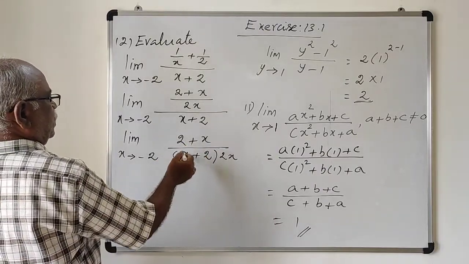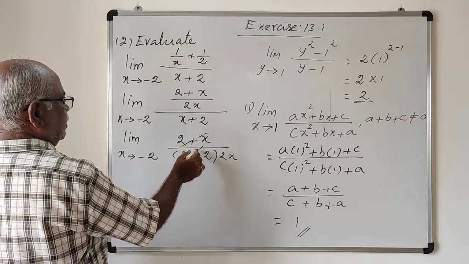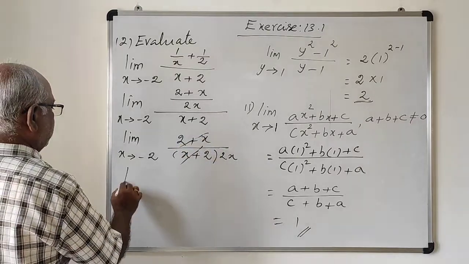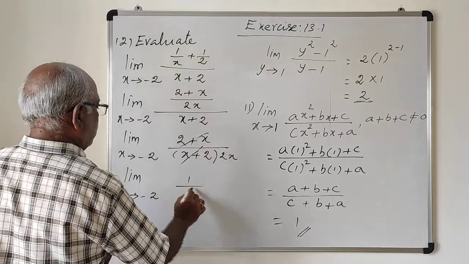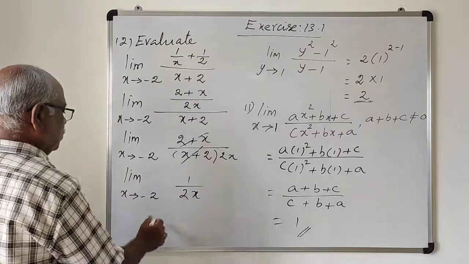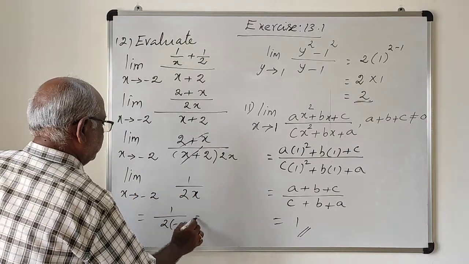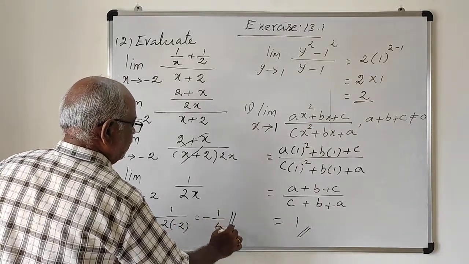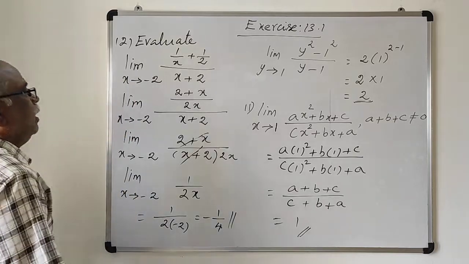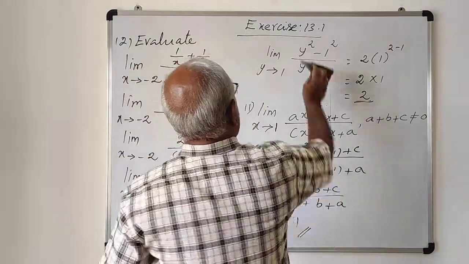Now x plus 2 in the numerator and x plus 2 in the denominator get cancelled. Therefore I get limit x tends to minus 2, 1 by 2x. Substituting x equal to minus 2 here, you will get 2 into minus 2, that is minus 4, so minus 1 by 4 is the answer. That's all for problem 12. Next, problem number 13.